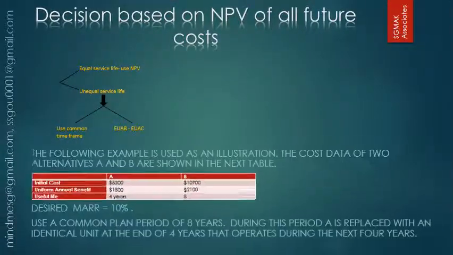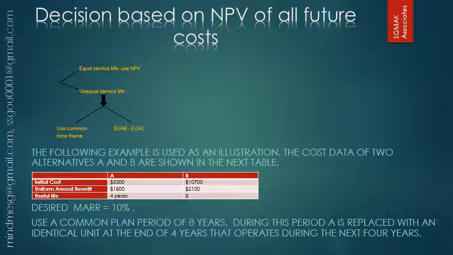If you have equal service life when comparing two alternatives, use net present value. If you have unequal service life, we have two choices. Use a common time frame. This approach makes the problem a little longer and the computation a little tedious. A better approach is analysis based on equivalent uniform annual benefit minus equivalent uniform annual cost. So let's run through an example.